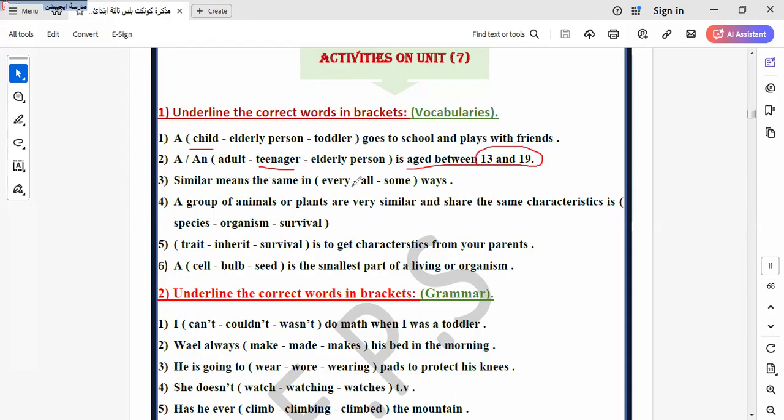Similar means the same in all ways. Here we have a group of animals or plants that are similar and share the same characteristics. Is it organism, survive, or species? Species. Characteristics you get from your parents will be traits.